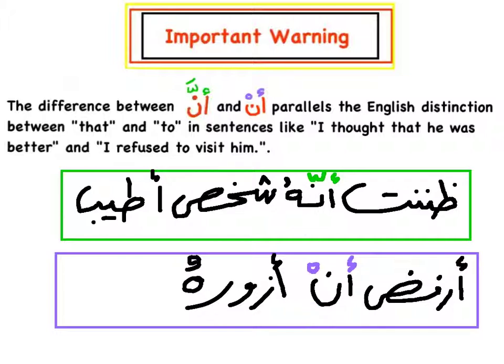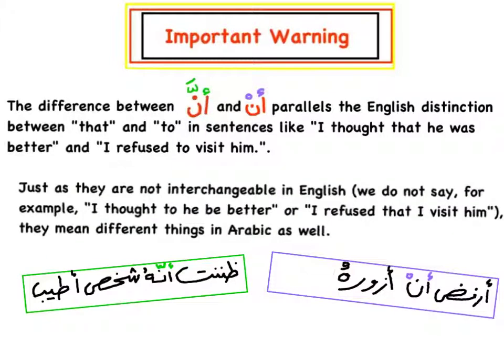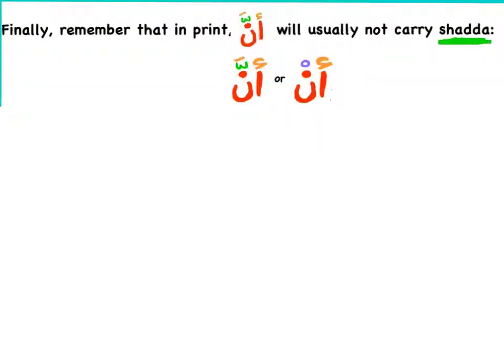They don't have the same meaning. One is usually followed by a جملة اسمية and the other by جملة فعلية. So, as you can see, just because they look the same doesn't mean that you can use them interchangeably, and that goes for English as well. You cannot change that with to. In Arabic, you cannot change أنّ with أن. You cannot say ظننت أن. I cannot even say it because أن requires a verb afterwards. Finally, remember that in print, أن will usually not carry the shadda.